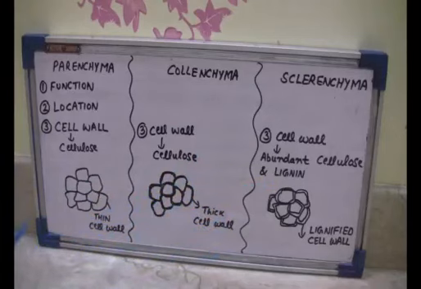And in the fourth point, if you are doing it in a long answer question, then you can use the diagram. I have drawn a very rough diagram of all three. This one is parenchyma tissues. Parenchyma tissues has a very thin cell wall. These are collenchyma with a thicker cell wall, and the other one is sclerenchyma which have lignified cell wall.